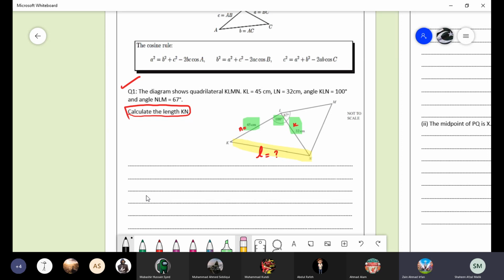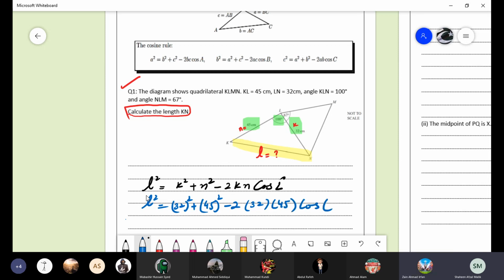l square is equal to k square plus n square minus 2kn cos L. Then substitute the values. l square is equal to 32 square plus 45 square minus 2 times 32 times 45 and cos of 100. Yes. So solve all the values.